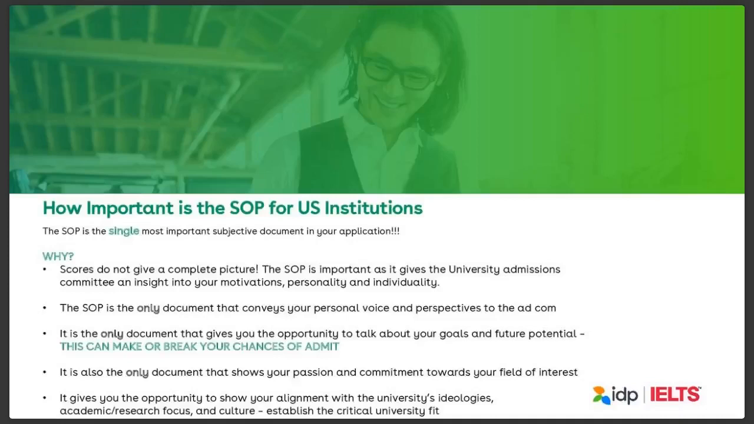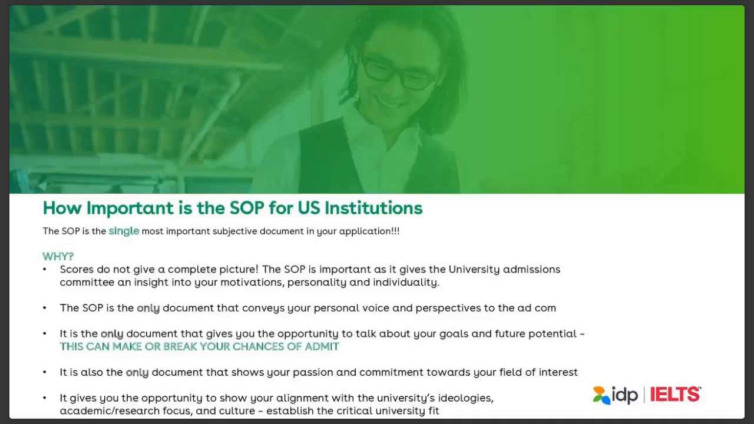One important piece of information I always tell my students is that every other document, except for the SOP, LOR, and resume, is checked by computers, right? These are the only documents that are checked by a human. And these are also the chances for a student to impress the admission committee. It is also the only document that shows your passion and commitment towards your field of interest. It gives you the opportunity to show your alignment with the university's ideologies, academic research focus, and culture, the critical university fit, right?